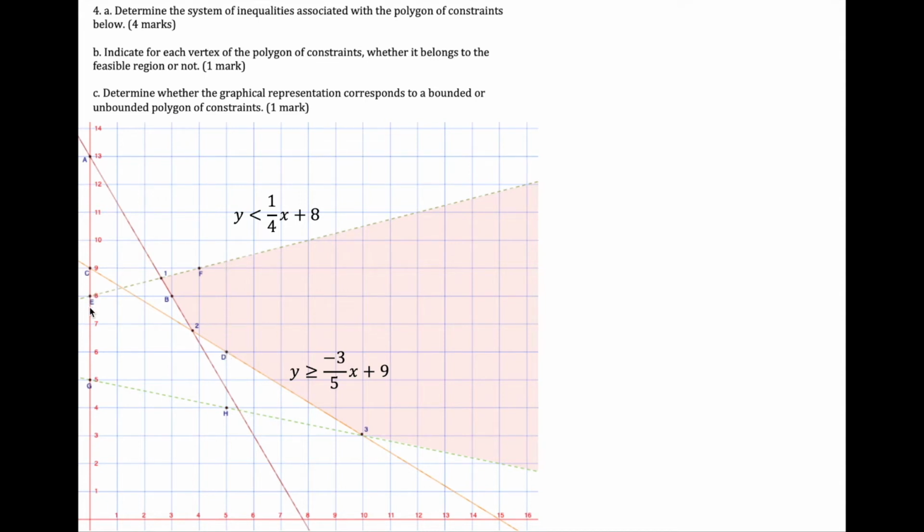We went down 1, 2, 3, and then over 1, 2, 3, 4, 5. So the delta x is 5, the delta y is negative 3. So negative 3 over 5 x plus the b value. It crosses the y-axis at 9, so the b value is 9. Next one, this line. The b value is 5.